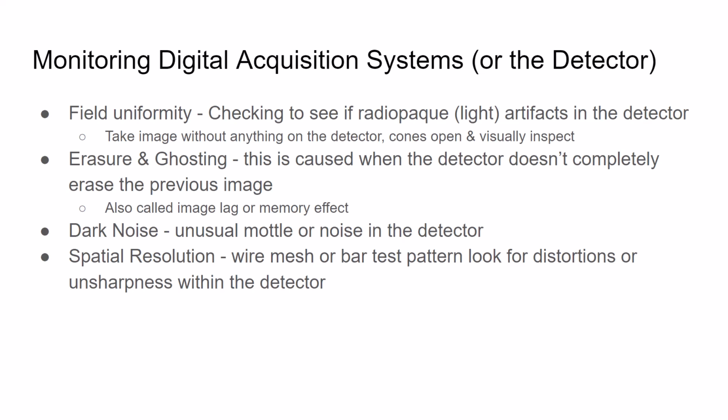Spatial resolution can be tested a couple of ways. One with a wire mesh, which kind of looks like a miniature chain link fence that goes over the detector. Or you could use a bar test pattern. You'll be looking for areas of unsharpness across the image on these. This usually indicates there's some kind of damage to the detector.